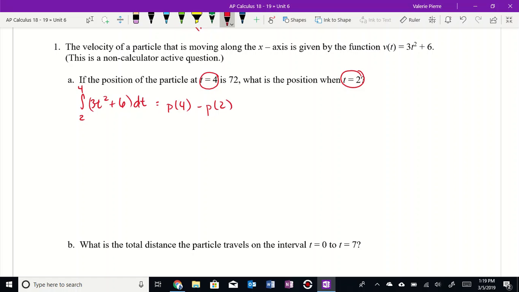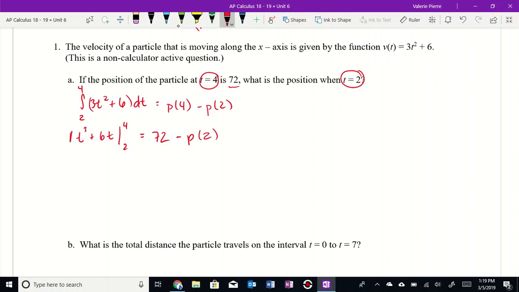So on the left side here, I'm going to take the antiderivative, and we know that to do that, we're going to add 1 to the exponents and divide our coefficient by our new exponent. So 3 over 3 is going to be 1, and 6 over 1 is going to be 6. And we're integrating this from 2 to 4. We know P of 4 is 72, so we have 72 minus P of 2.